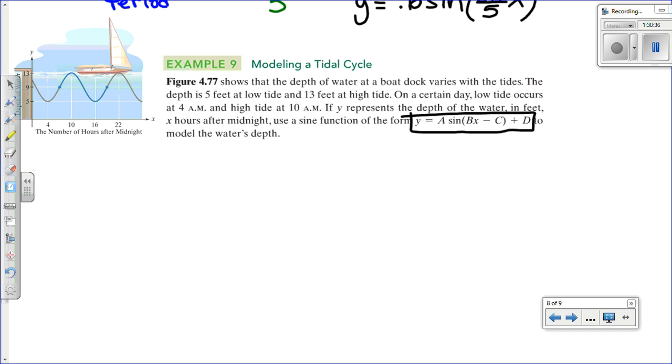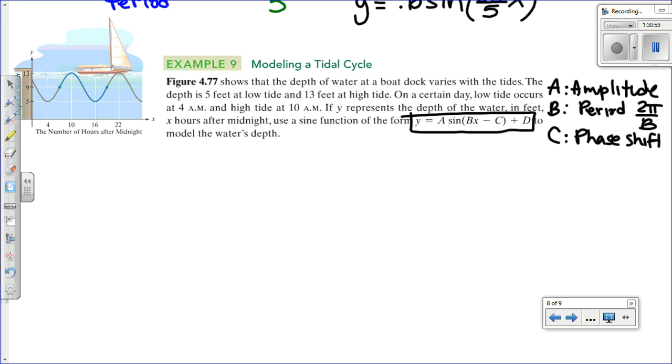So if you notice here, we have several things. A is for amplitude. B helps us determine the period by dividing 2 pi over B. And then we have C, which helps us with the phase shift, and we do that by dividing C over B. And finally, we have D, which will tell us the vertical shift.